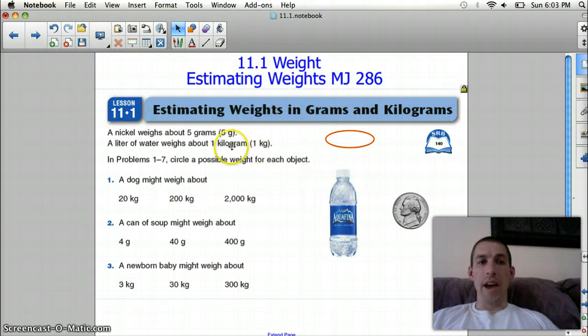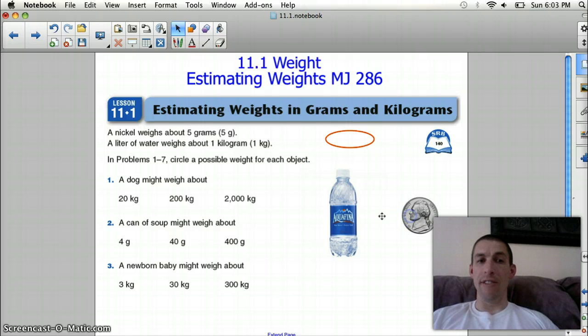All right. So now we talked about these measurements. So it says a nickel weighs about 5 grams. So this nickel right here would weigh about 5 grams, whereas a liter bottle would weigh 1 kilogram.